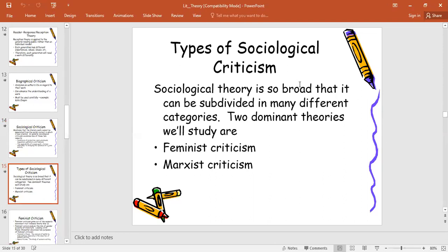Types of sociological criticism. Now see, we have again over here the types. It means that sociological criticism has been divided into the following categories. Sociological theory is so broad that it can be subdivided in many different categories. Two dominant theories we will study are feminist criticism, Marxist criticism.